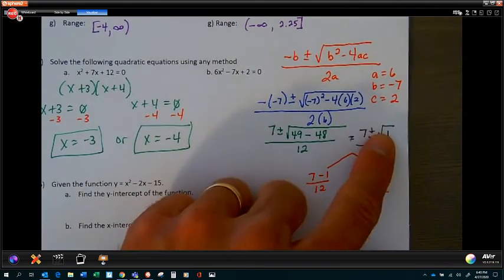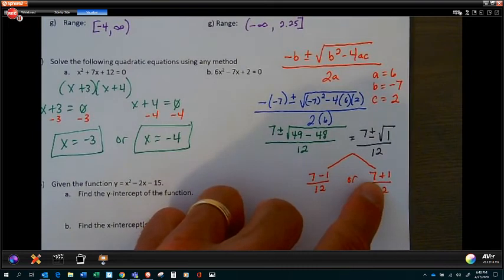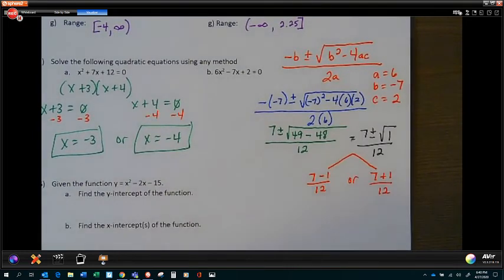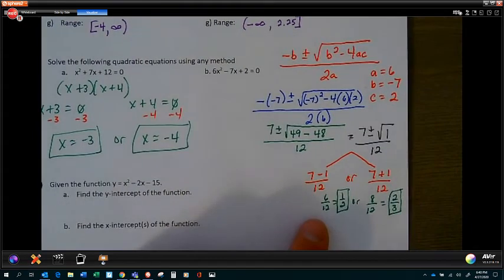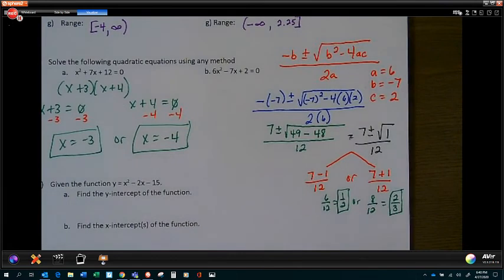Again, the square root of 1 is 1. So we got 7 minus 1 divided by 12, or 7 plus 1 divided by 12. And there we have it. 7 minus 1 is 6 divided by 12 is 1/2. 7 plus 1 is 8. 8 divided by 12 is 2/3.